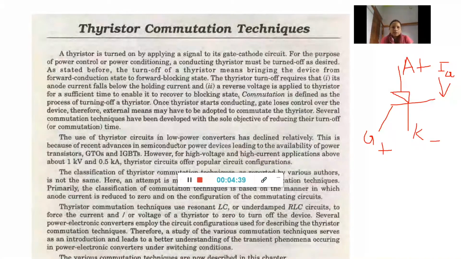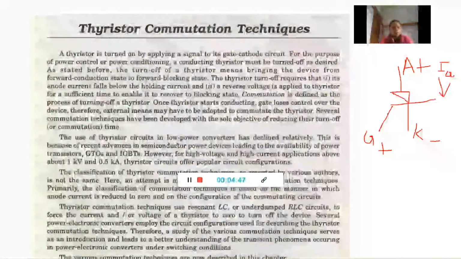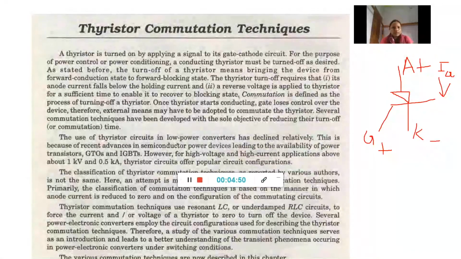So the thyristor turn off means bringing this thyristor device from forward conducting state to forward blocking state. What happens when we need to turn off a thyristor? It means reduce the anode current below its holding current. That means thyristor turn off means its anode current falls below holding current and reverse voltage is applied to the thyristor for sufficient time to enable it to recover the blocking state.